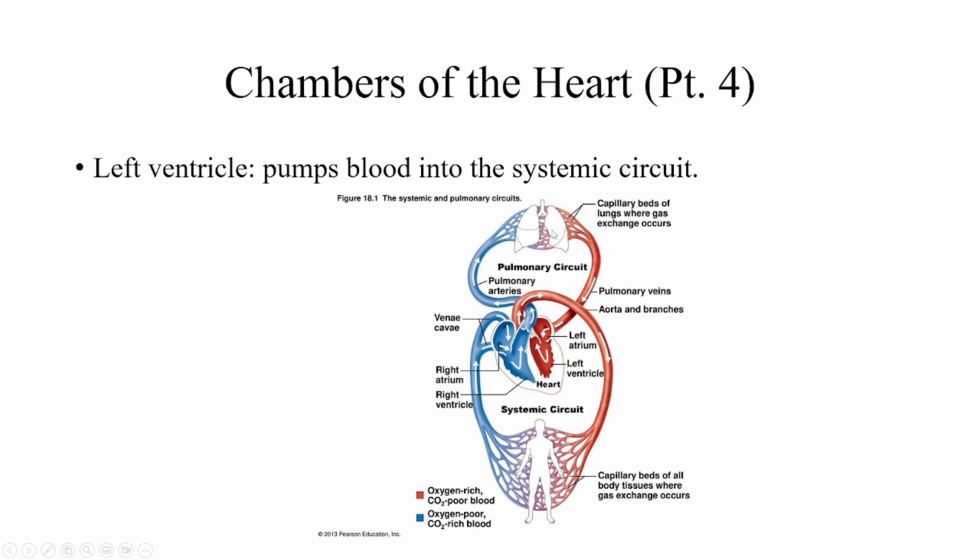So again, you've got the oxygen poor blood. It comes in, is pumped in by the right ventricle, gets filtered by the lungs, and then becomes oxygen rich. It comes down into the left atrium, and then to the left ventricle, where it's pumped throughout the rest of the body into the systemic circuit.